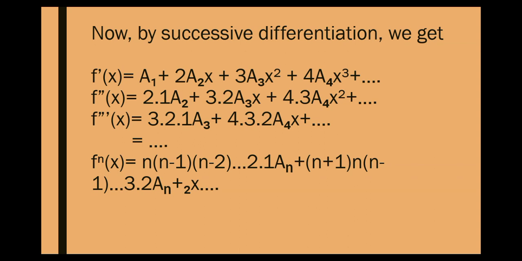Similarly, the derivative of f double dash of x is f triple dash of x equals 3 into 2 into 1 into a3 plus 4 into 3 into 2 into a4 into x plus up to so on. Now, the nth derivative of f of x equals n into (n minus 1) into (n minus 2) and so on into an plus (n plus 1) into n into (n minus 1) and so on into a(n plus 1) into x plus up to so on.